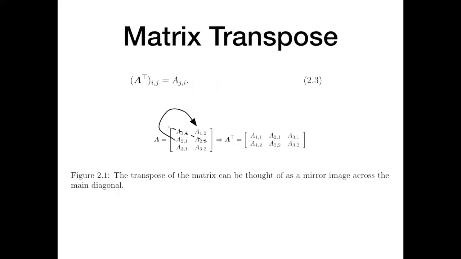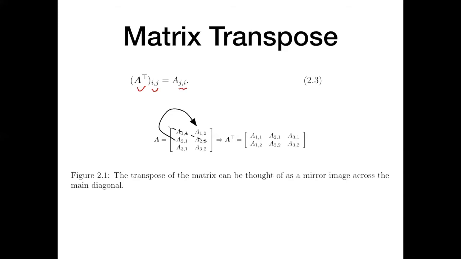The first operation of matrices we study is the matrix transpose. It's a very important operation, and we can denote it in this notation. After transpose, the element of index i,j is equal to the element of index j,i of the original matrix.